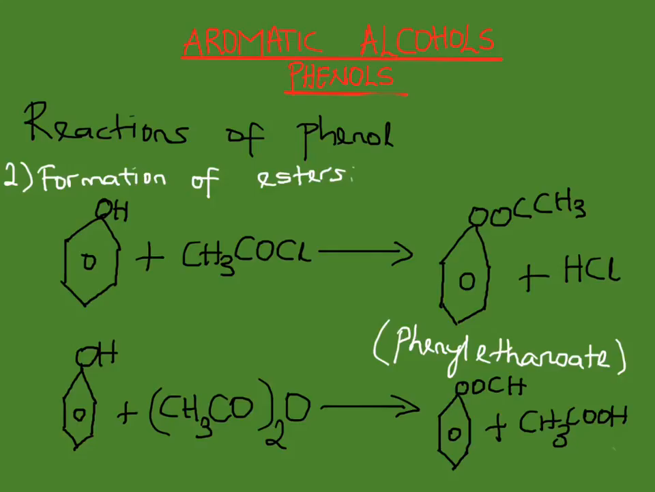Phenol reacting with ethanoic anhydride is going to form phenyl ethanoate and ethanoic acid. The reaction is faster in an alkali, which readily forms the phenoxide ion, which then reacts with the acid chloride or acid anhydride to form the esters.